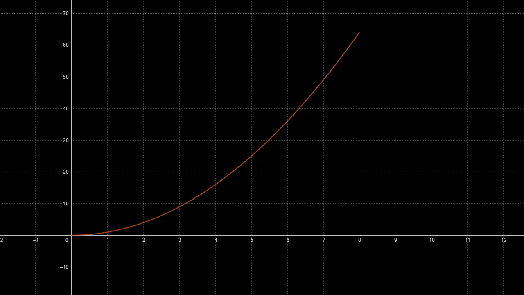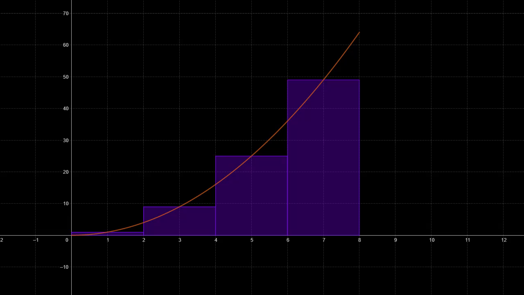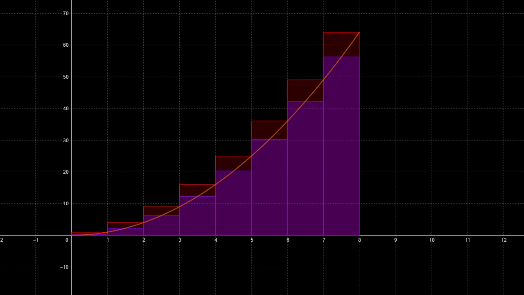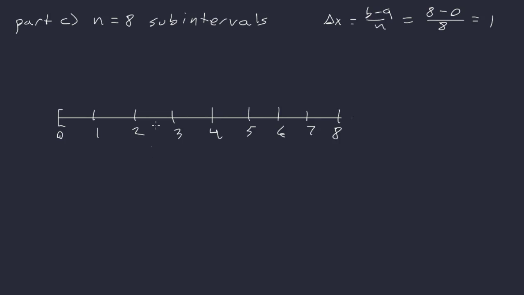Now, we're going to look at the midpoint. So here's our midpoint with 4 subintervals. But when we move it up to 8, we see we're getting closer and closer approximations. In fact, when you look at all these side by side, the more rectangles you get, the closer they end up being.